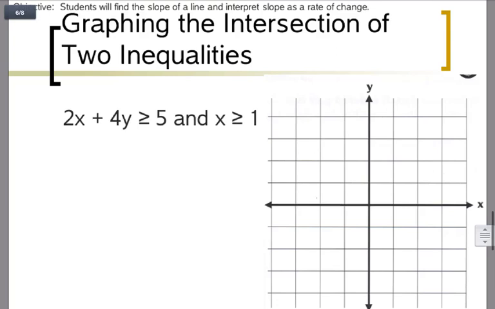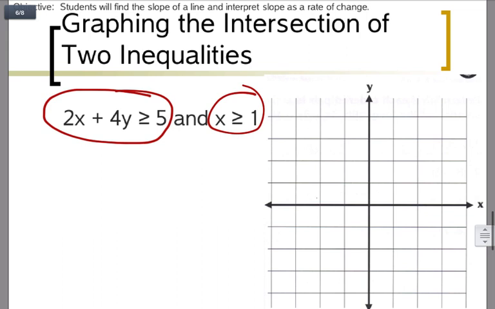Now we're going to look at inequalities where we've got two lines, two inequalities. So what we do is we have to graph both of them on the same grid. So I graphed this first equation, and here's my second one over here. The first equation, again, I want to solve for y, so I go ahead and subtract my 2x, and I get 4y is greater than or equal to negative 2x plus 5.